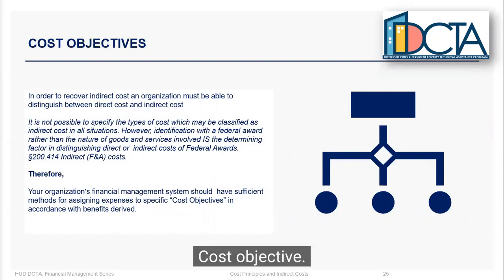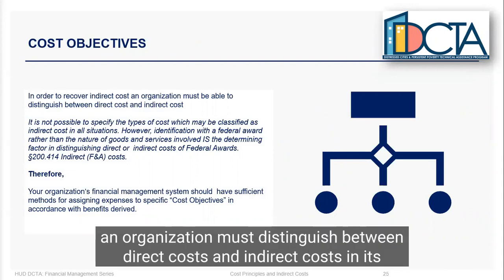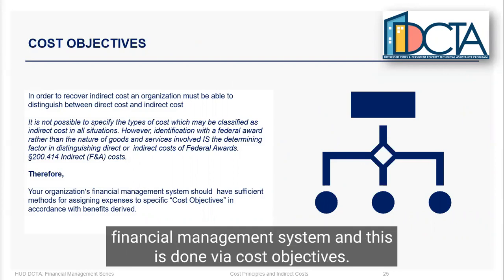Cost objectives. Now, in order to recover indirect costs, an organization must distinguish between direct costs and indirect costs in its financial management system. And this is done via cost objectives.